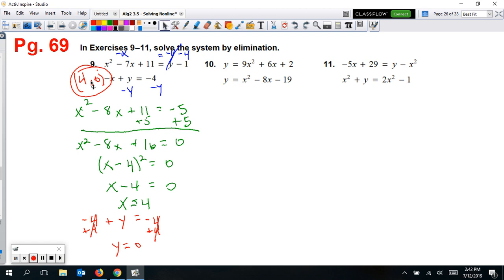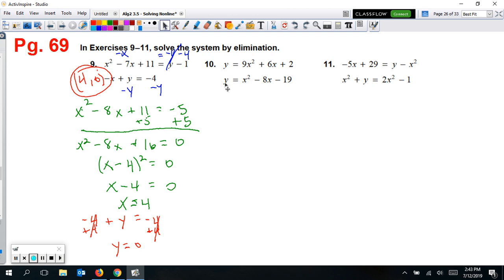For number 10, they both equal y. So if they both equal y, they both can equal each other. We could say that. So if we wanted to substitute, we could do that. Or what we're going to do here is cancel out one of the variables. So the one variable you would want to cancel out if we're going to do elimination is the y's, because you want to cancel the ones not being squared. So we're going to cancel out the y's here. And everything is lined up nice and neatly already for us. So this one's going to be a little easier.